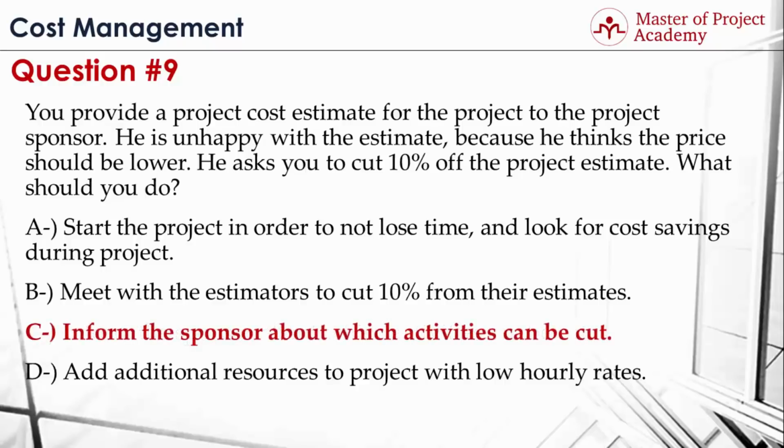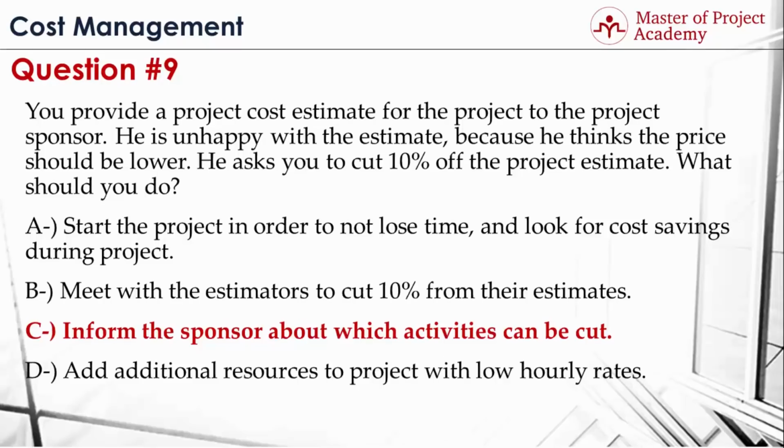C. Inform the sponsor about which activities can be cut. Because you've built your scope baseline, your schedule baseline, and your cost baseline, and during all these processes you've done estimations and planning, etc. If a sponsor asks you to cut the project estimates, this can only be done by reducing some activities or scope from the project. Therefore, C is the best choice here.